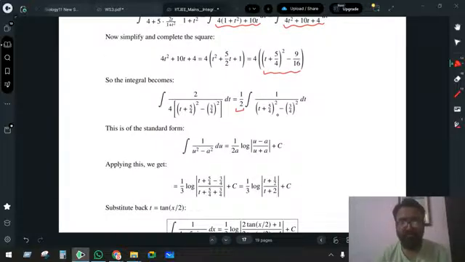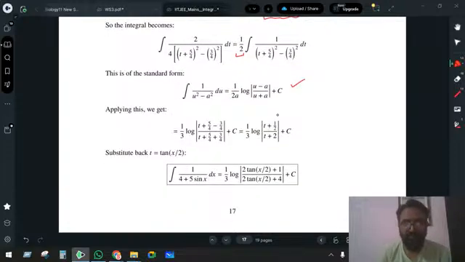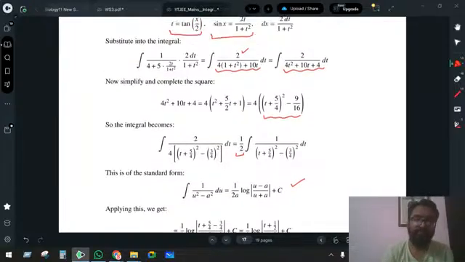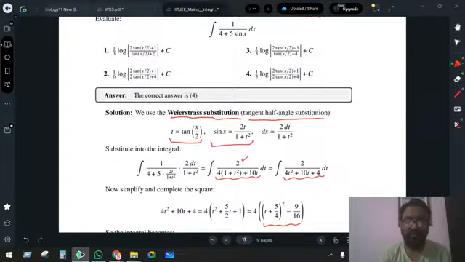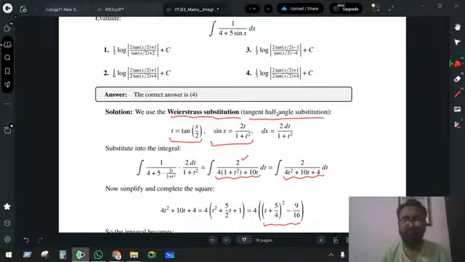Integration of 1 by u square minus a square du is equals to 1 by 2a log. It is minus, it is not tan inverse. It is simple, we already proved it just now. And then simplify, and simplify again. 1 by 3 log of 2 tan x by 2 plus 1 over 2 tan x by 2 plus 4. Option number 4. Is this clear?